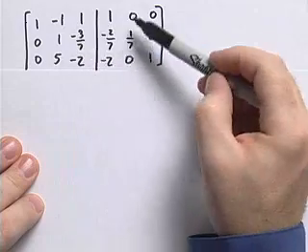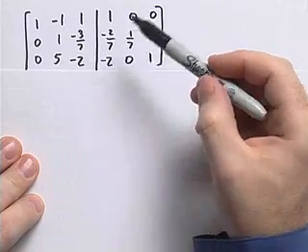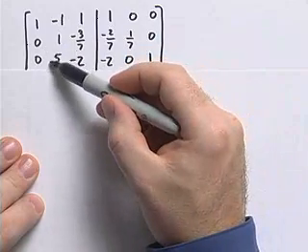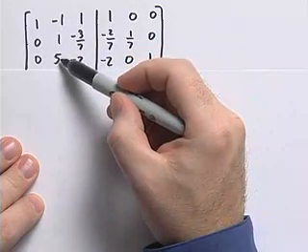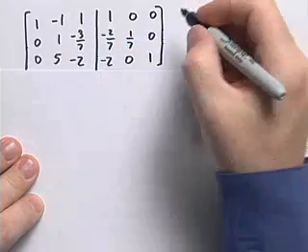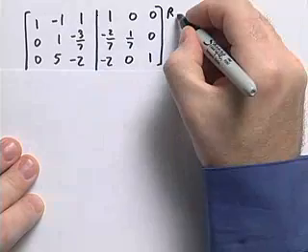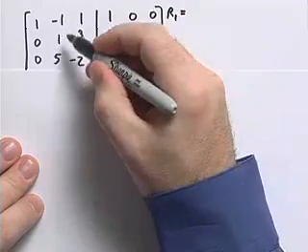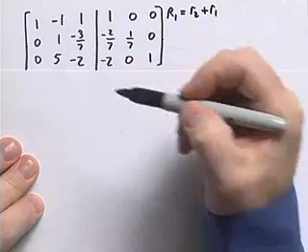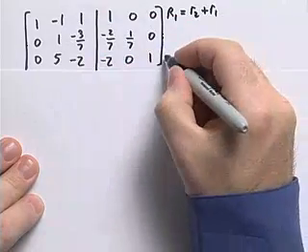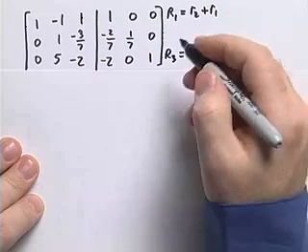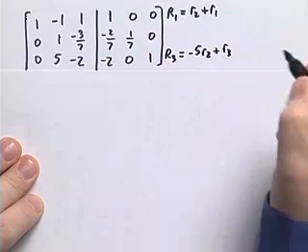Here we've rewritten our last matrix from the previous page. We've got our 1 here and our 2 entry. Our next step is to get a 0 below the 1 and a 0 above the 1. To do that, our new row 1 is going to just be row 2 plus row 1. Just add these together to get that 0. Our new row 3 will be -5 times row 2 plus row 3.